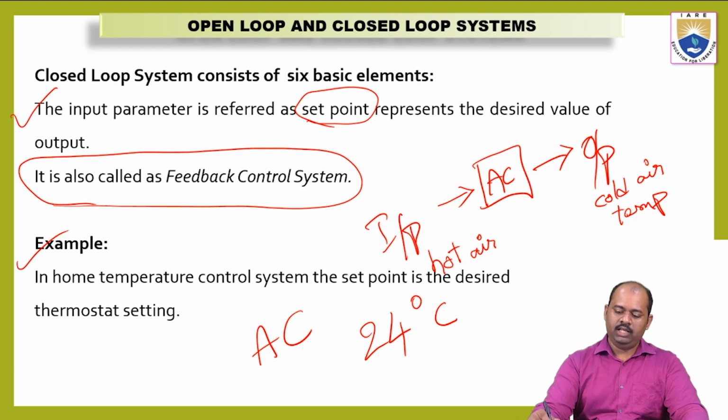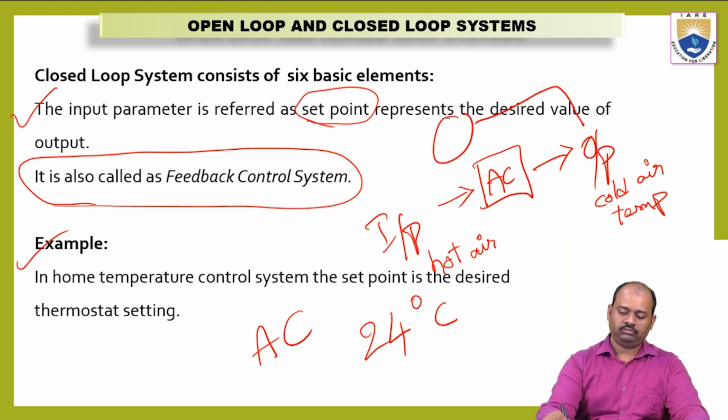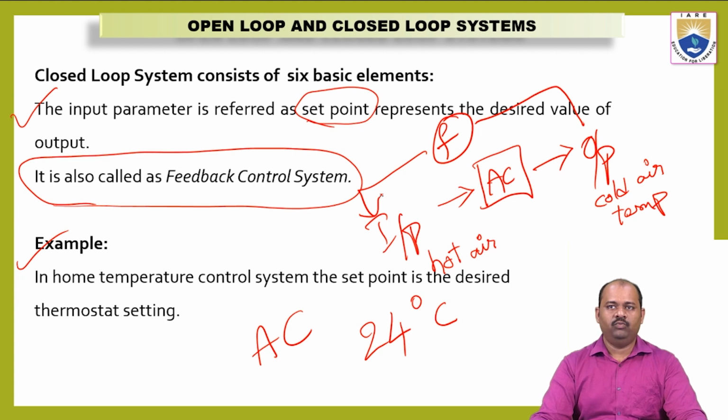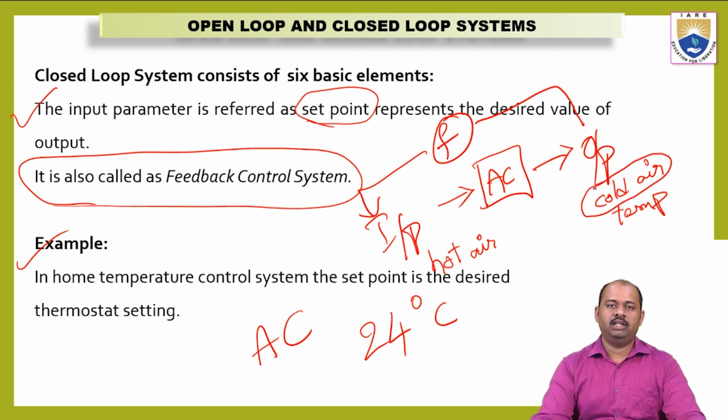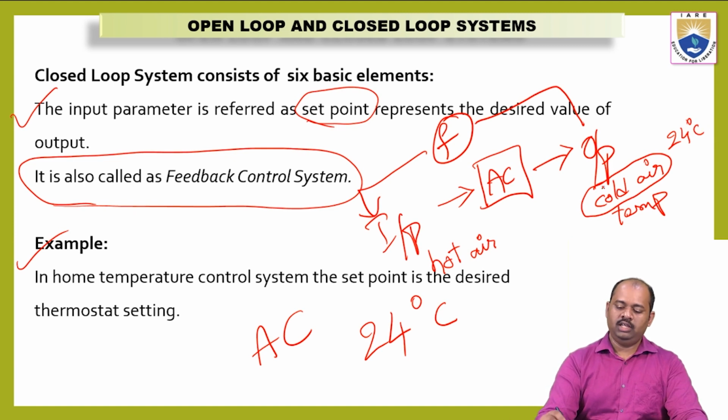Now, I will arrange a feedback system. What this feedback system will do is measure the temperature of the cold air which is sent into the room. Now, this cold air temperature is around 24 degrees centigrade. I will inform the same information to the controller. Okay, now the temperature of the air inside the room is around 24 degrees centigrade.